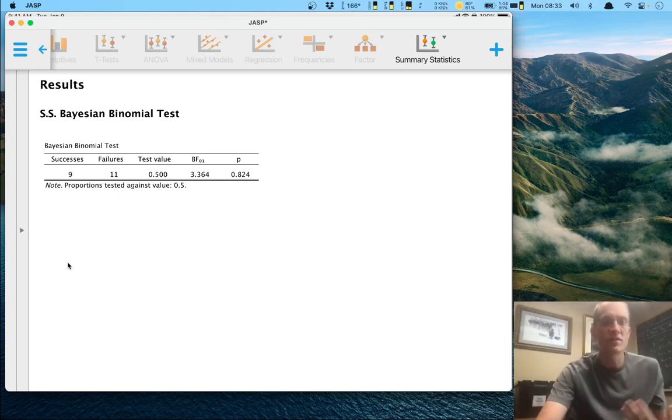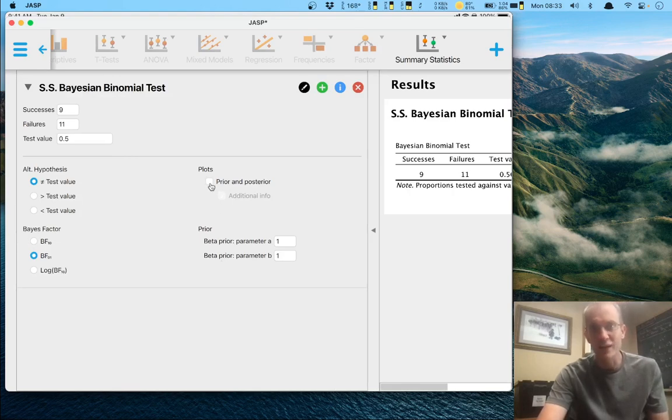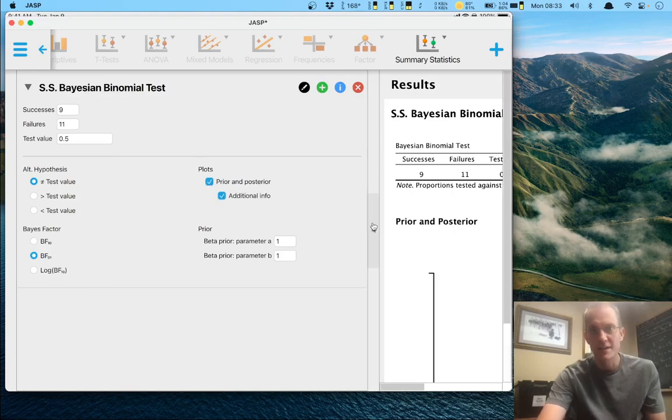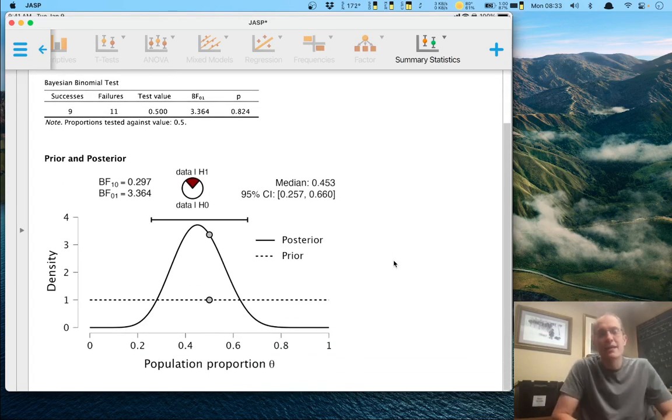But we might want to see the posterior distribution. And we can get that by clicking on this prior and posterior option under plots. What it will do is make exactly that diagram that I had earlier in the lecture notes. It'll have that, plus some other stuff on it, which is really cool. It has the Bayes factors both cast in terms of support for the alternative as well as support for the null.